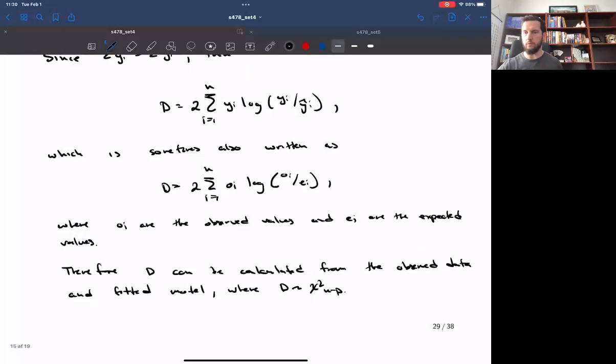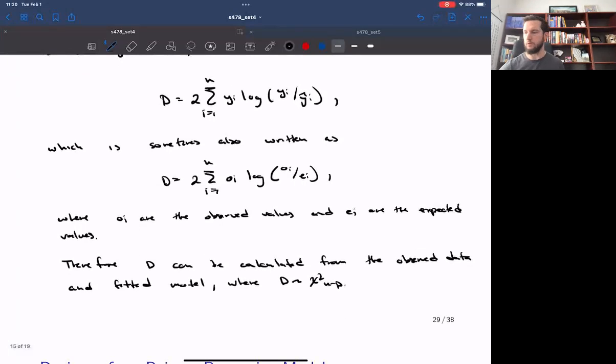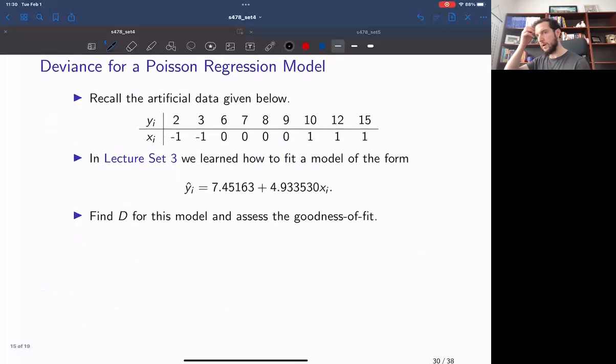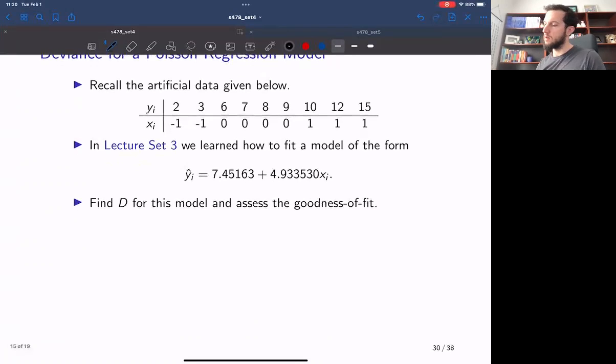All right, so if there are no questions, we'll look at an example of utilizing the deviance now. You might recall from lecture set number 4, when we talked about fitting the Poisson GLM with identity link, that to illustrate that process we used example data. We're going to use the same data set now to illustrate the calculation of D and assessment of the goodness of fit statistic, which is D.